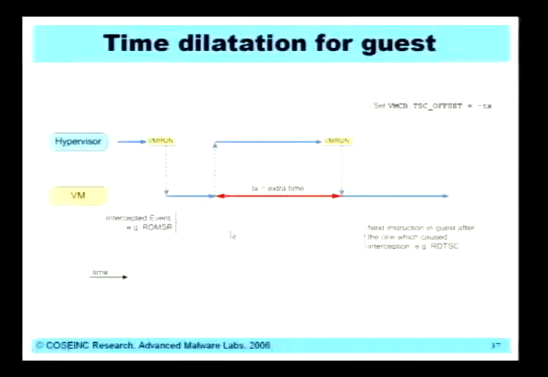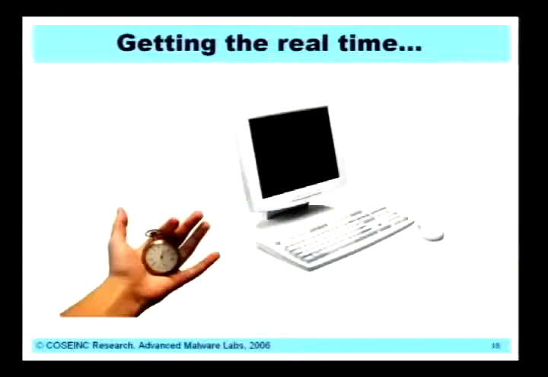So if the guest called the read TSC instruction, which is used for reading the timestamp counter, and read another and remember the result, and then it called it again here, it will not notice this extra time, right? Just because we subtract this time which we added. So the only reliable way for getting time on a machine is to use an external timer.